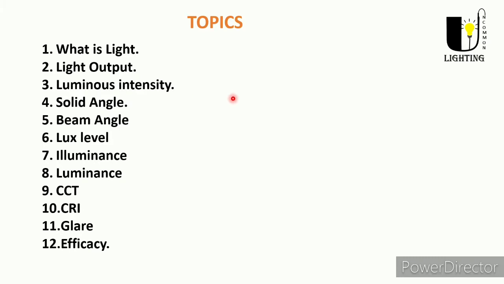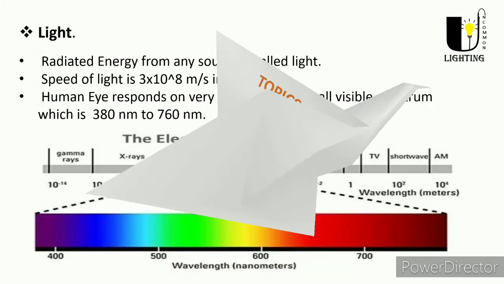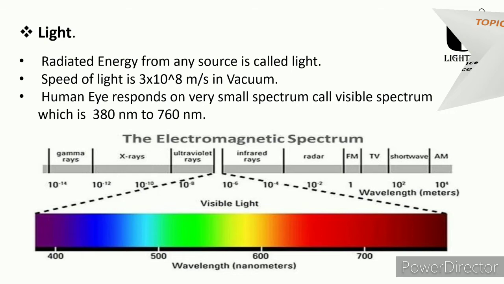So you all have to understand first what is light. In basic terms, light is radiated energy from any source. For example, the sun. The sun is a source. The sun throws rays, that is light. So you can say light is radiated energy from any light source. It's called light. Generally, light travels at 3 into 10 raised to 8 meters per second in a vacuum. This is the speed of light.